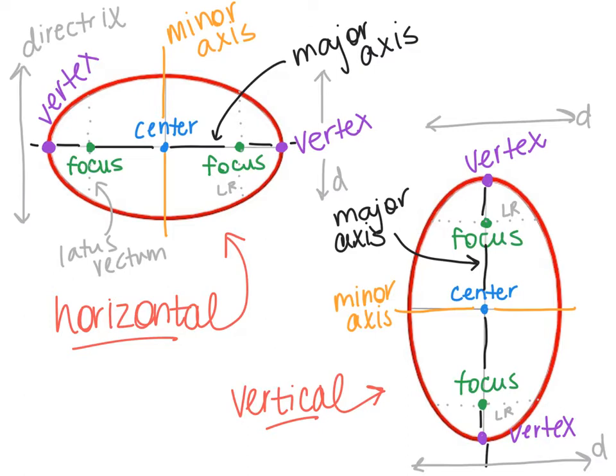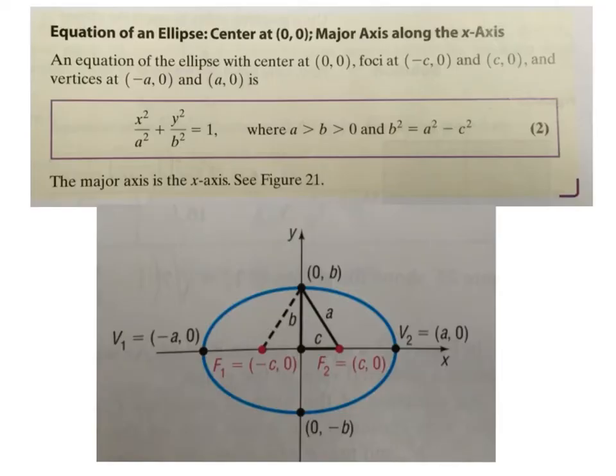And the same with the other conic sections, like the parabola. You can have a center at the origin or not at the origin. So let's first talk about ellipses that have the center at 0, 0.